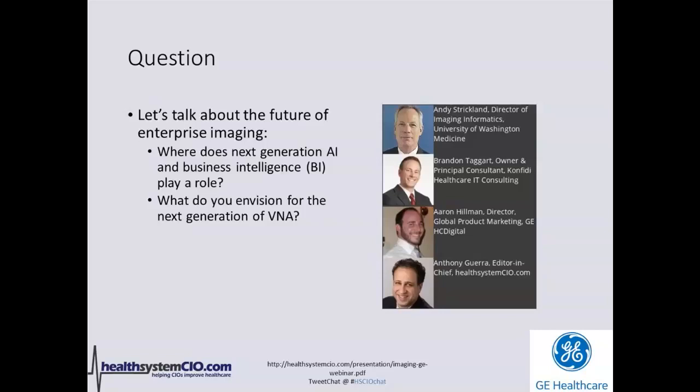So I could see the VNA expanding into being the centralized repository of everything, not just imaging data, but why not use it as your central hub for your entire healthcare organization? I could see that happening. I don't see any movement towards that right now, but it would probably be beneficial in terms of consolidation at some point.